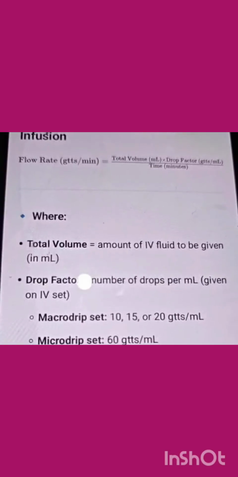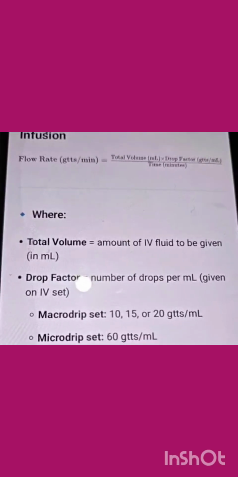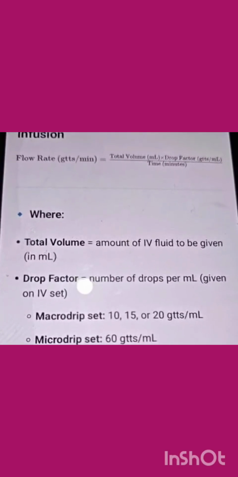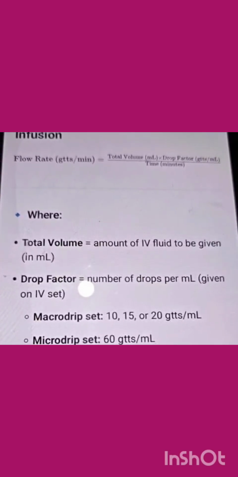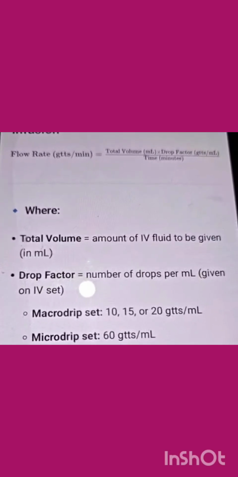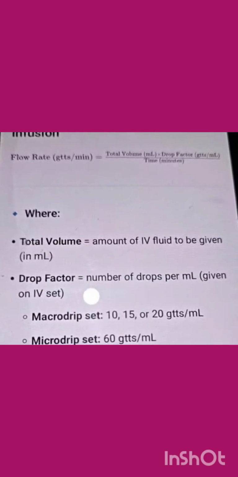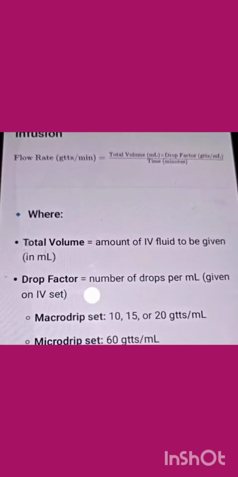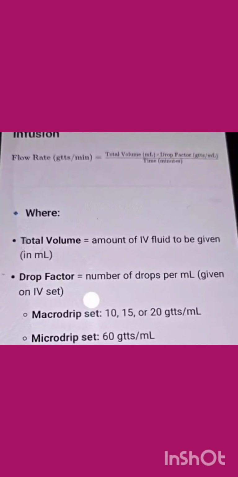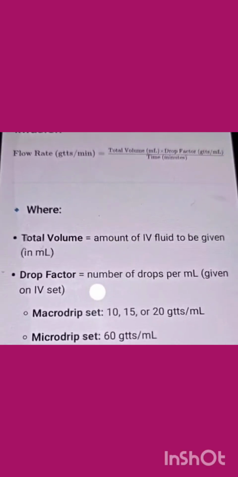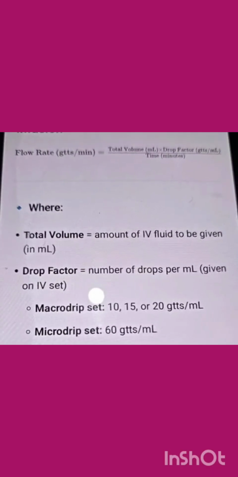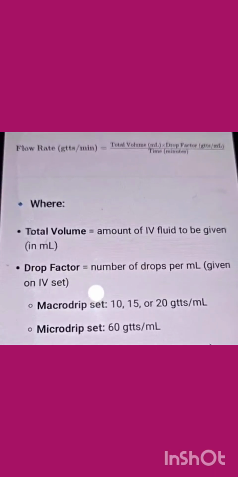Next, what is drop factor? It is the number of drops per ml. So there are different types of infusion set. We have the IV infusion set, we have the pediatric infusion set, we have the blood infusion set. So for a macro drip set, which is used for administering IV fluids for an adult patient, the usual drop factor is 10, 15 or 20 drops per ml.